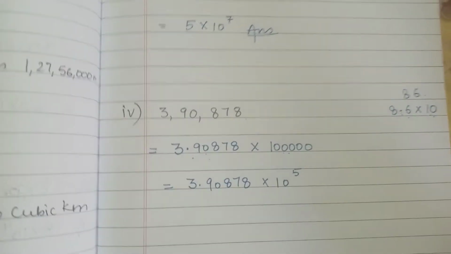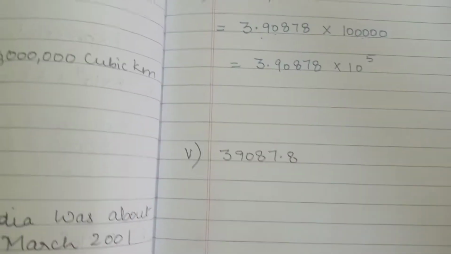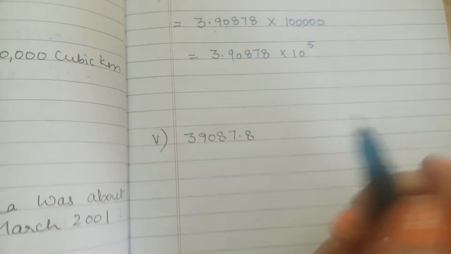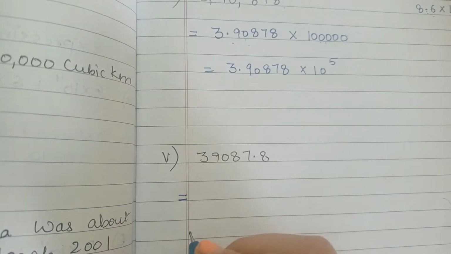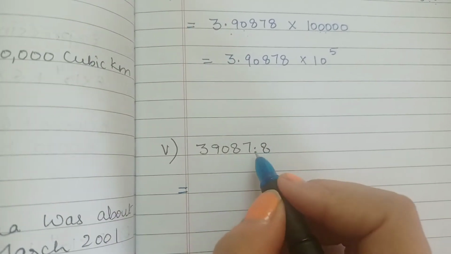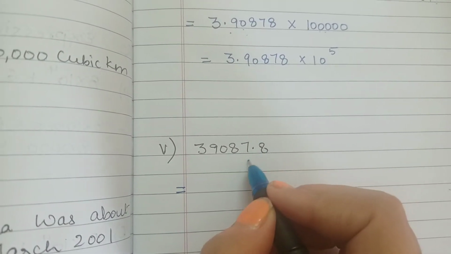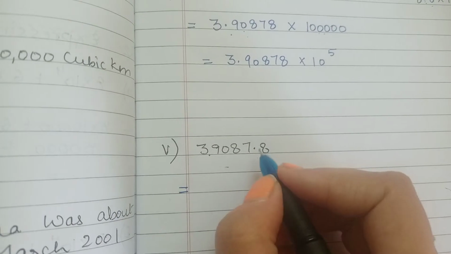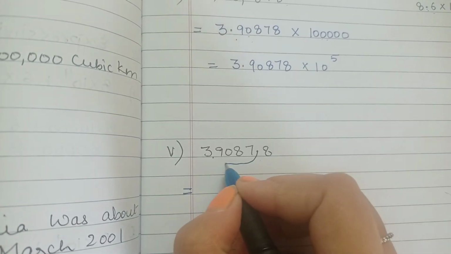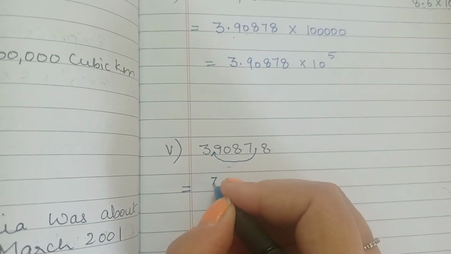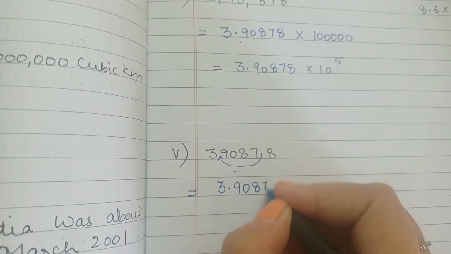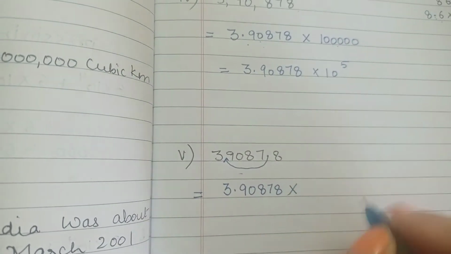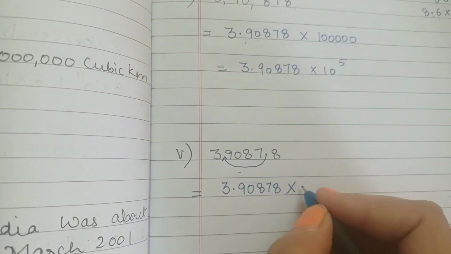Okay, so let us move ahead with the fifth part. Now in the fifth part, the number is already given in decimal form. How to express this number in standard form? No worries, in standard form we will just shift the decimal to after the first number. So when we are shifting it, it will become 3.90878 multiplied by, now how many zeros shall I write with 1?